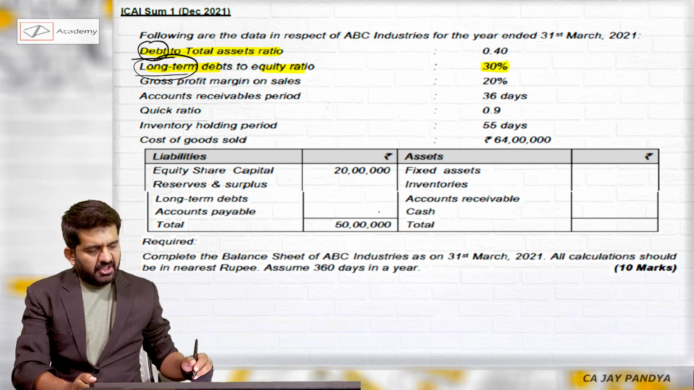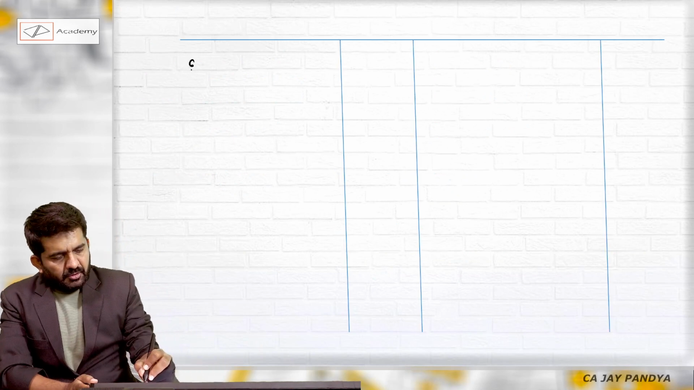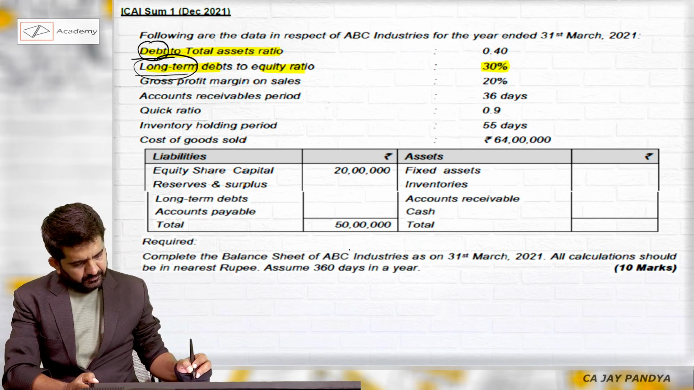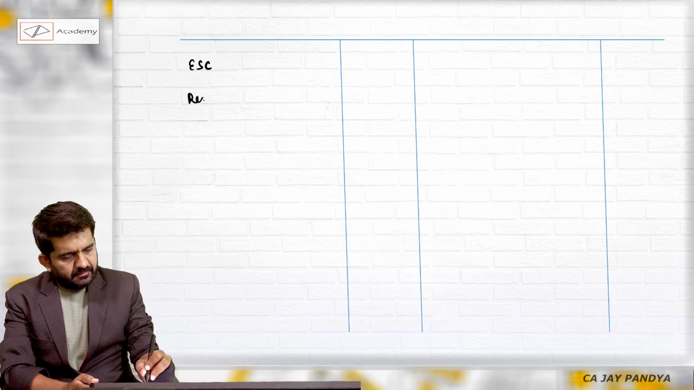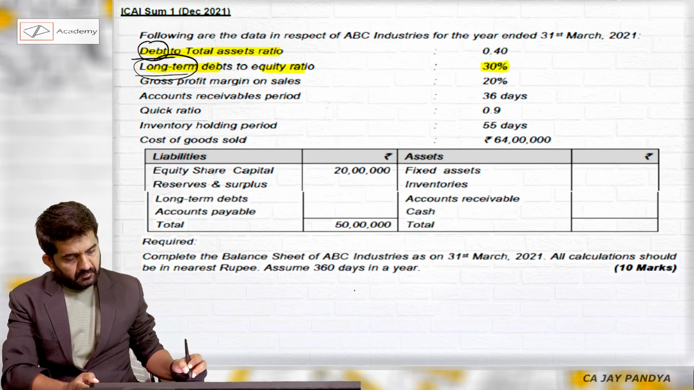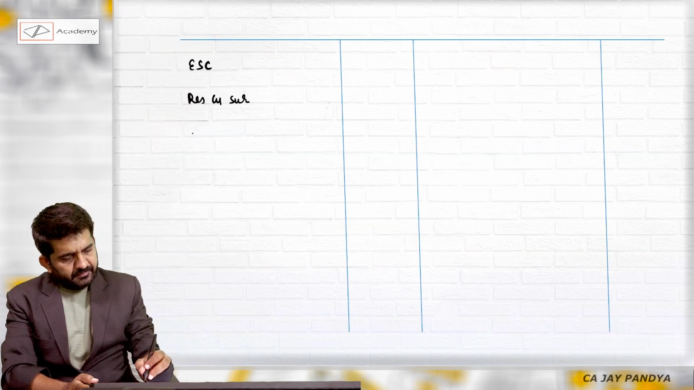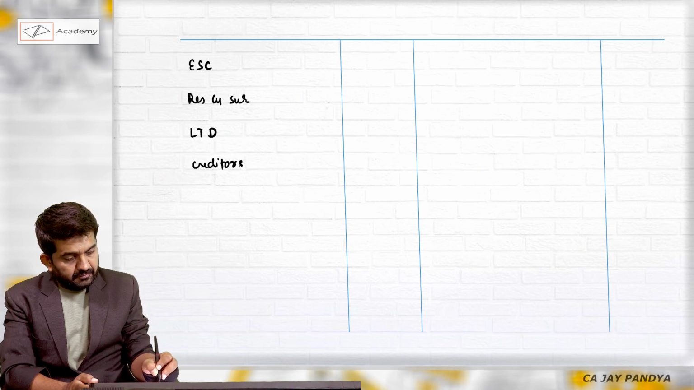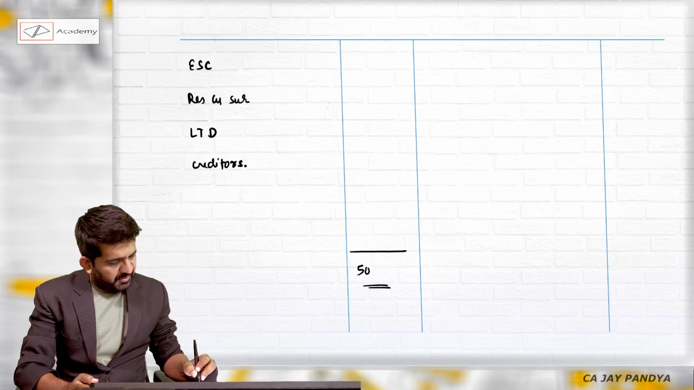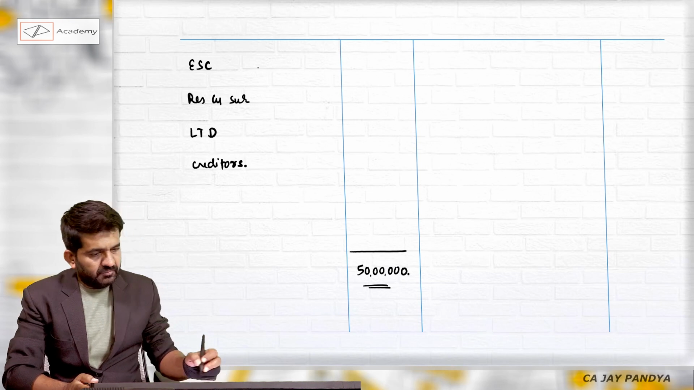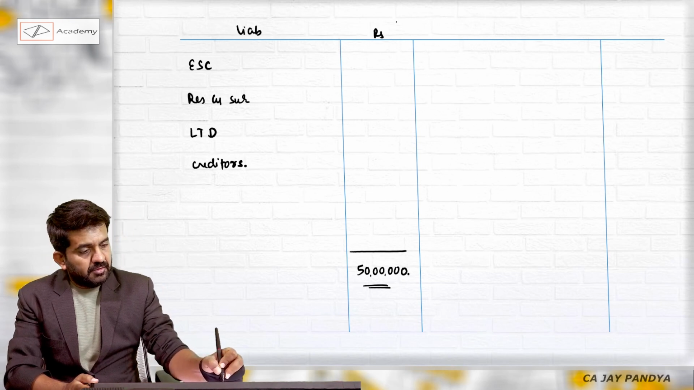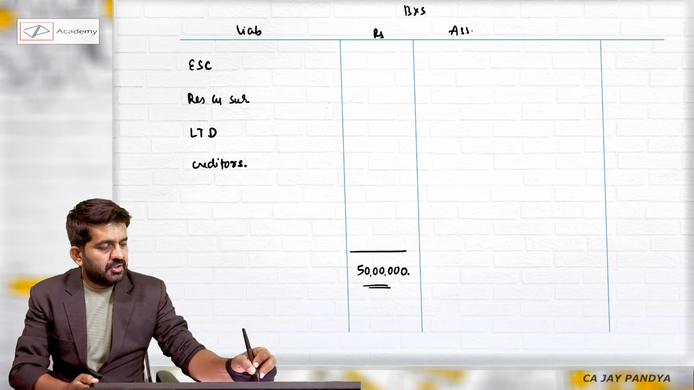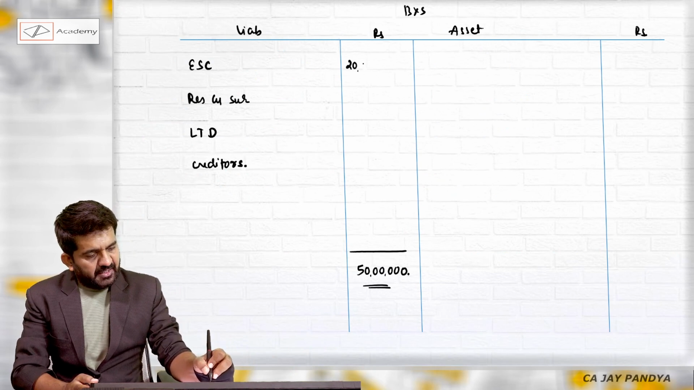So I'll be drawing a balance sheet. Equity share capital, reserves and surplus, long-term debt, and accounts payable, that is creditors. The total is 50 lakhs. There is liability side, rupees, balance sheet, asset side, rupees. Even equity share capital is given, which is 20 lakhs.